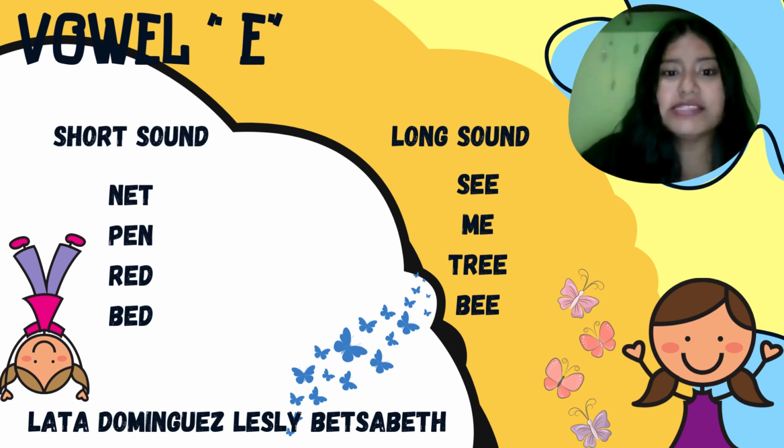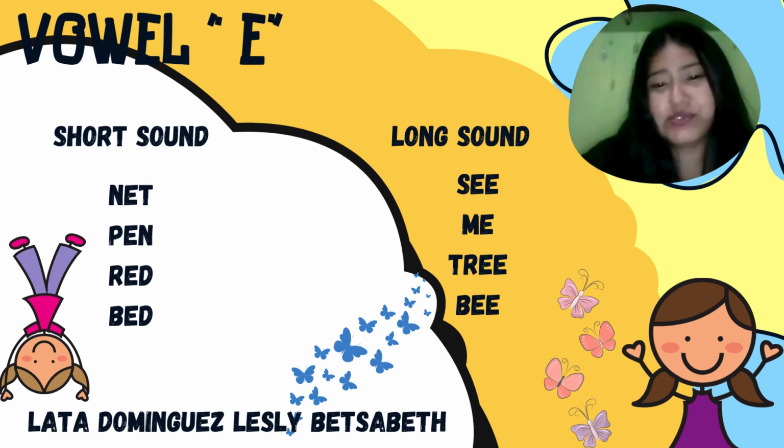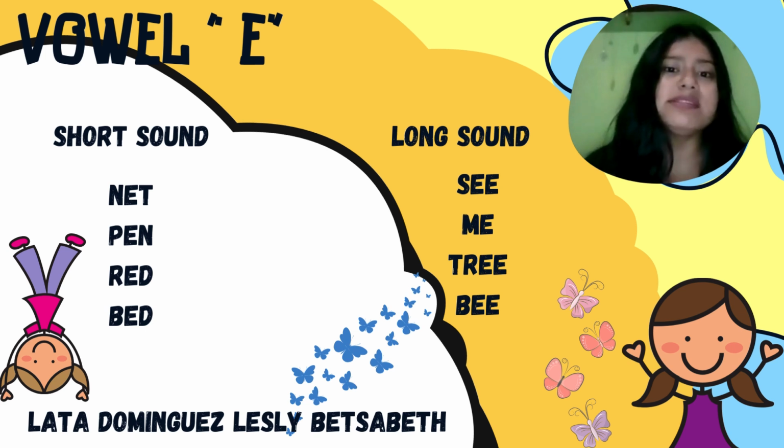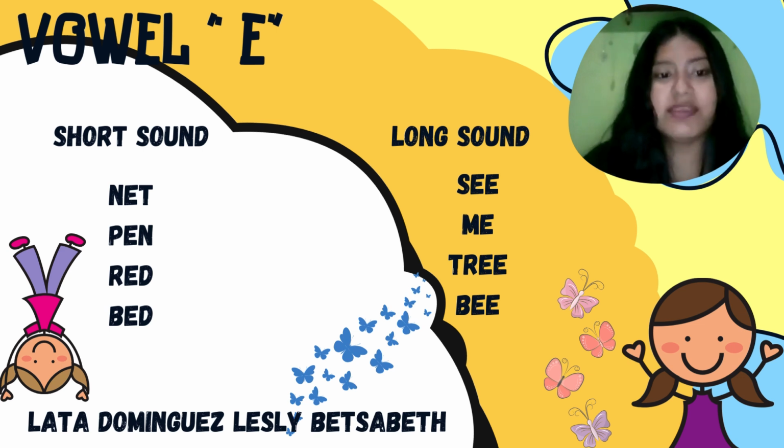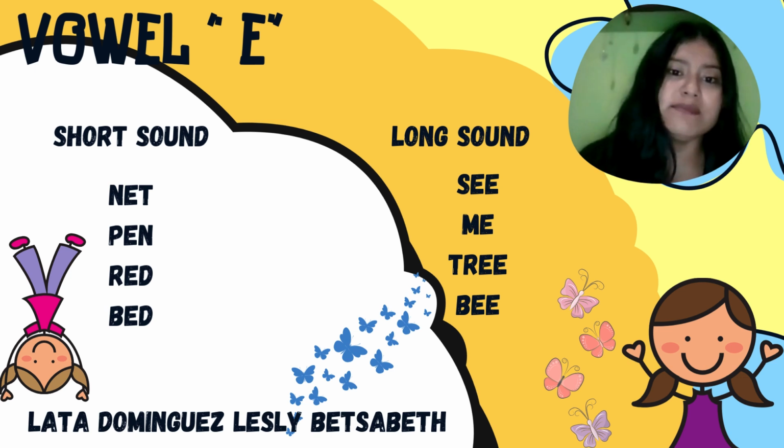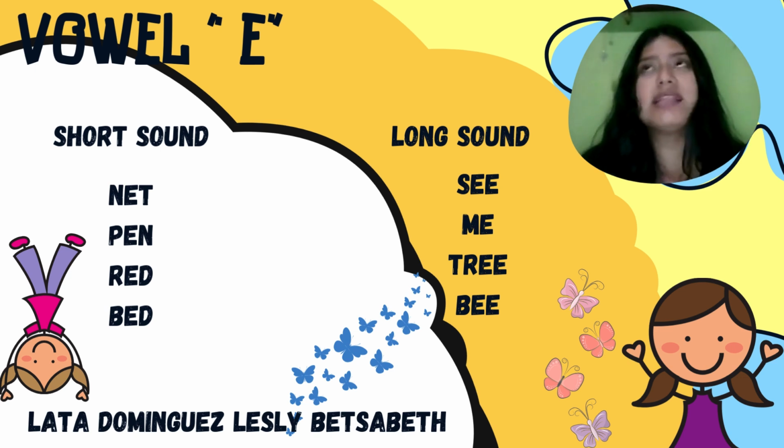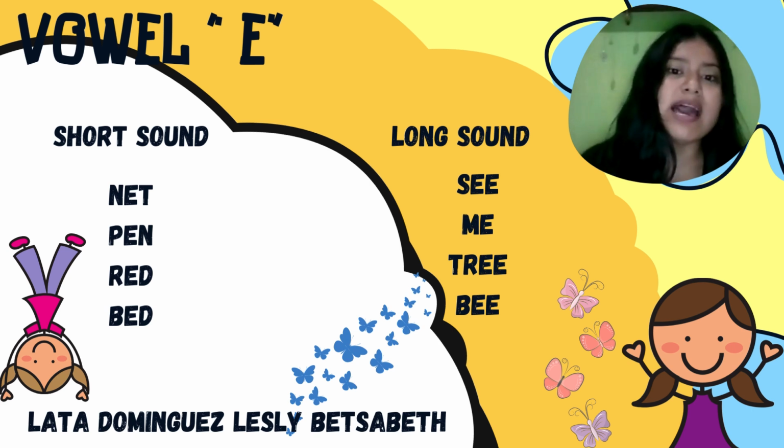For now, I'm going to ask you some questions, and you answer. For example, how does the E sound in the word see? Long or short? Think about it. The correct answer is the long sound. The letter E has a long sound, like in tree or free. It sounds clear and a little longer.